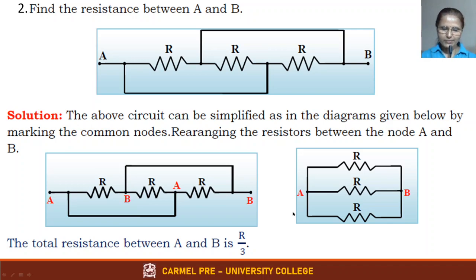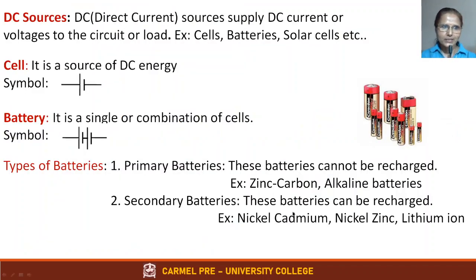We will go ahead with the topics. The next topic we have to understand is DC sources. DC sources are responsible for supplying DC current or DC voltage to the circuit. The examples are cells, batteries, solar cells, etc. And even the regulated power supply in the lab we are going to use for conducting experiments.